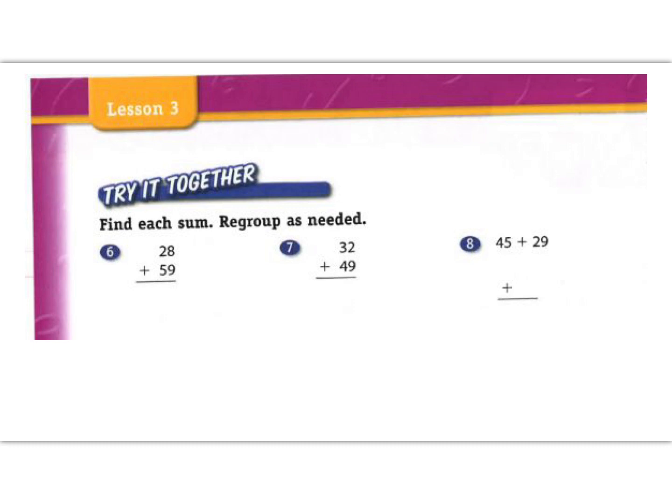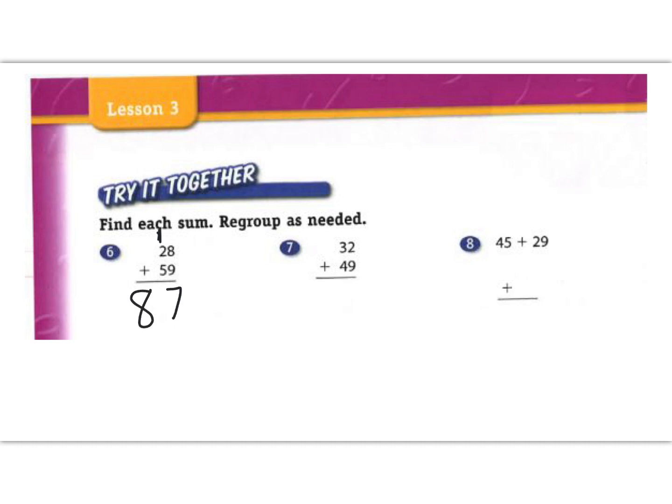Okay, let's do these together. 28 plus 59. So we would do 8 plus 9 is 17, and we're going to regroup, we need to bring that 10 into the tens place. 1 plus 2 is 3. 3 plus 5 is 8.